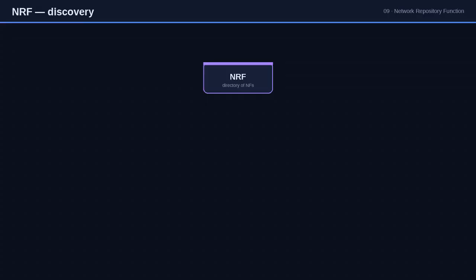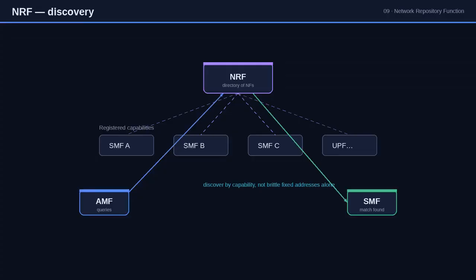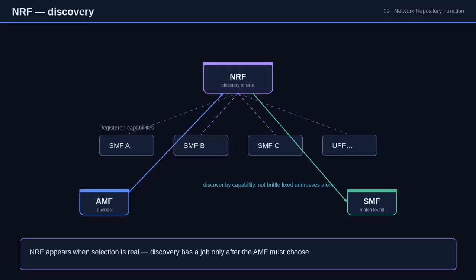How does the AMF find a suitable SMF in a network full of functions? Enter the NRF, the network repository function. The NRF supports discovery of required network functions. Think of it as a directory. Services register what they can do, and consumers query for instances that match a need. When establishment requires an SMF that supports a particular S-NSSAI or DNN, discovery through the NRF is how the control plane avoids hard-coded guesswork. The same pattern generalizes. As the system grows, functions find each other by capability rather than by brittle, fixed addresses alone.